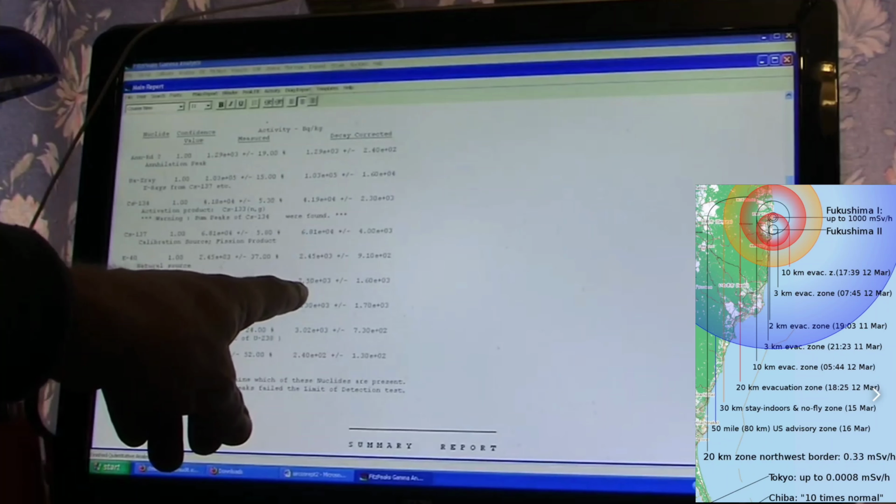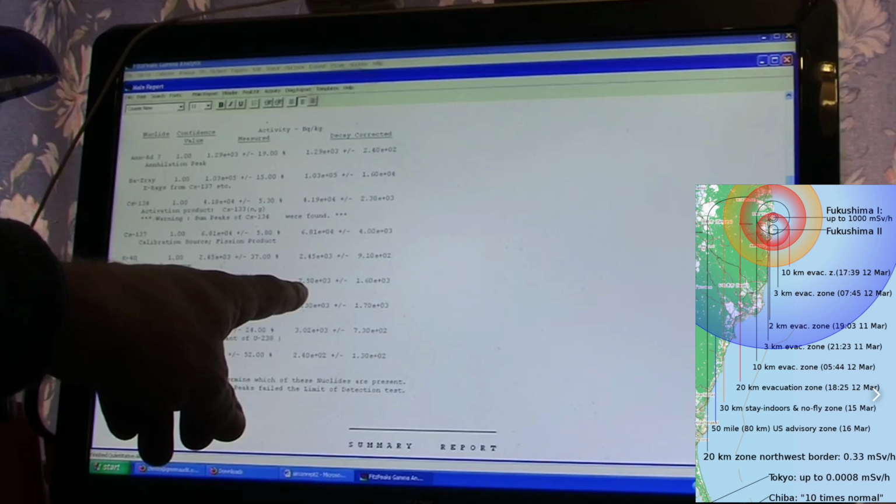Now lead-210 is a very interesting radionuclide. It's normally a natural decay product of radium-226, but here we've got far too much of it. We've got 7,500 becquerels per kilogram of lead-210, and that's almost certainly from the reactor, because there's no bismuth-214 there, which is what we would expect if it was natural.